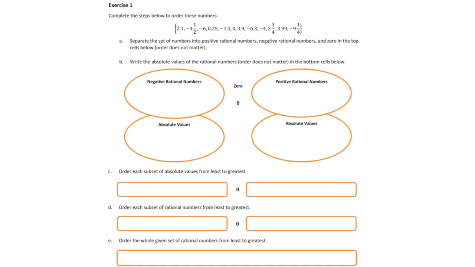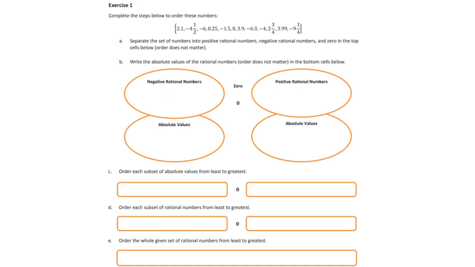And as we look at this here, all I'm going to do is start by just taking all my negatives and putting them on the left. It says separate the numbers into positive rational numbers, negative rational numbers, and 0 in the top cells. Order doesn't matter. Then we'll write the absolute values of those. So we'll start with that top chunk up there.